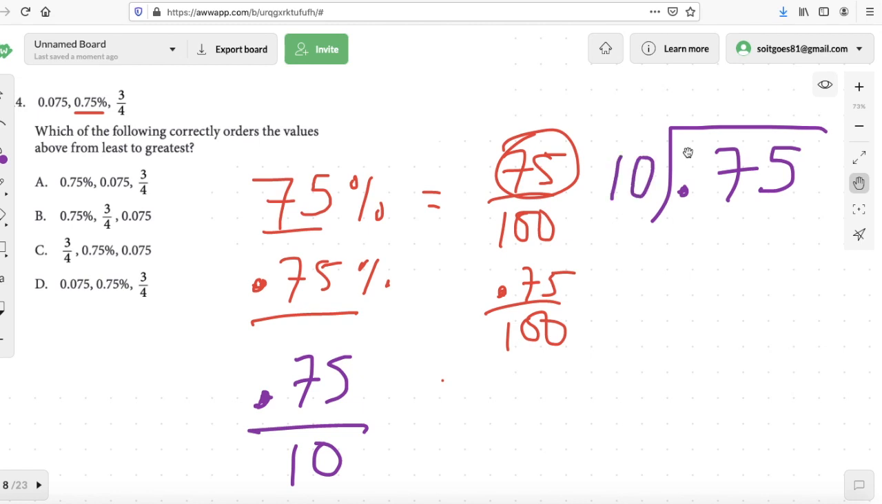In fact, let's start there. And remember, we're dividing 0.75 by 10 here, not by 100. Not yet. We're going to divide by 100 in a minute. But how do we do this? How many times does 10 go into 7? No times. So we put the decimal up here. No times. How many times does it go into 75?